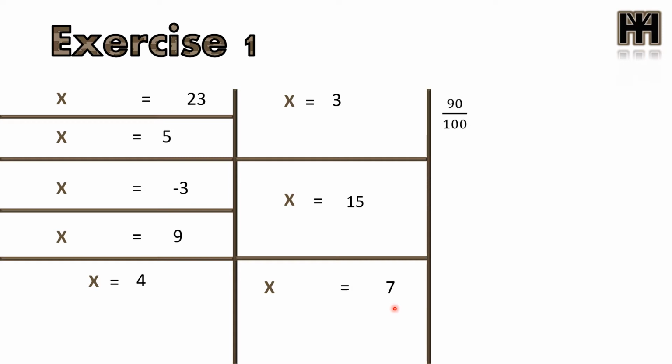Now we have 90 over 100 x plus 6 equals 51. Remember the order of operations. We have to go in reverse. It's BEDMAS. Addition and subtraction first. So we'll send the negative 6, positive 6, to the other side. 51 minus 6 will be 45.